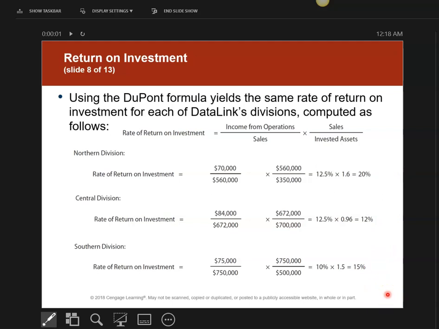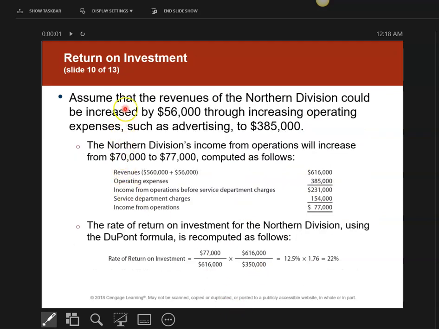So now, since I have this information and I know what my percent is, if any changes are going to be made to any of these things here, it could actually help me figure out what my new ROI is going to be. So for example, let's say that we can actually increase our revenues by $56,000, but I have to advertise more. So I've got to put more money into advertising, but it will increase my revenue. And so what I really am going to want to know is what percent of ROI am I going to be increased to?